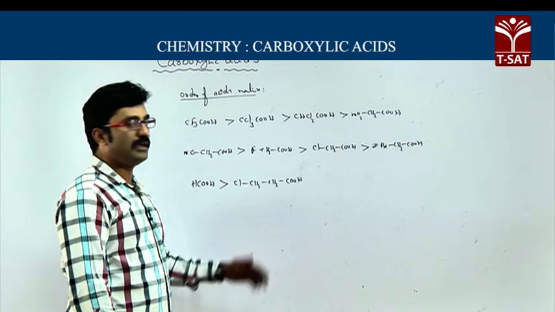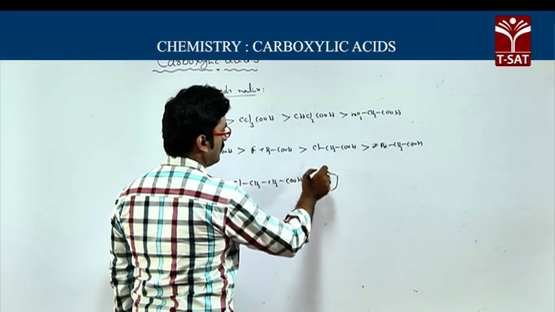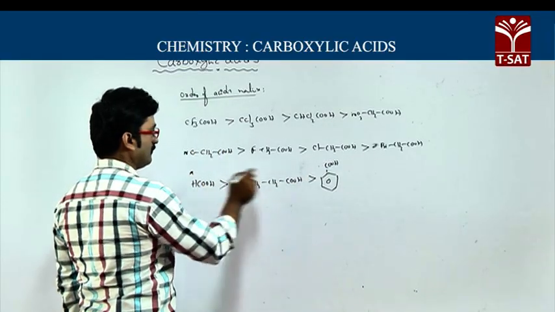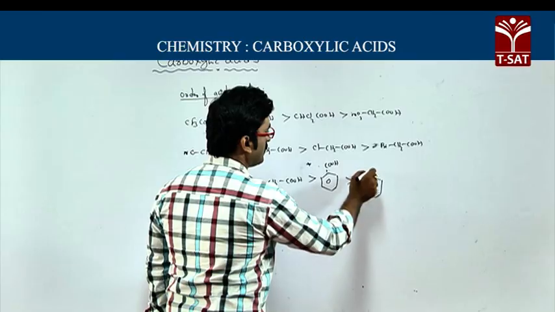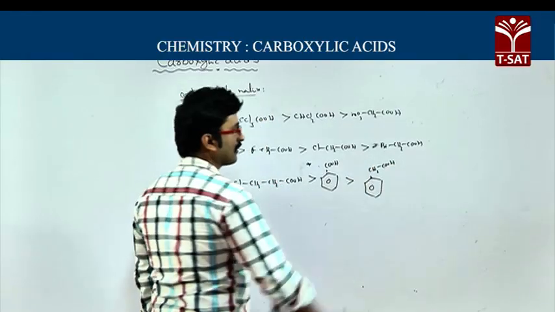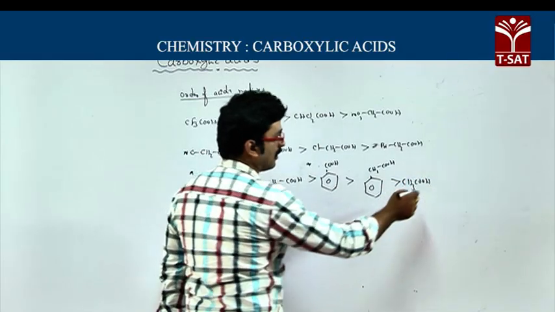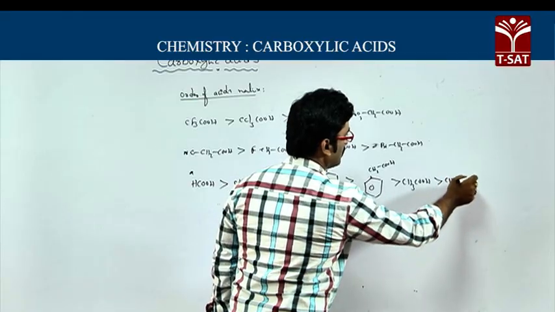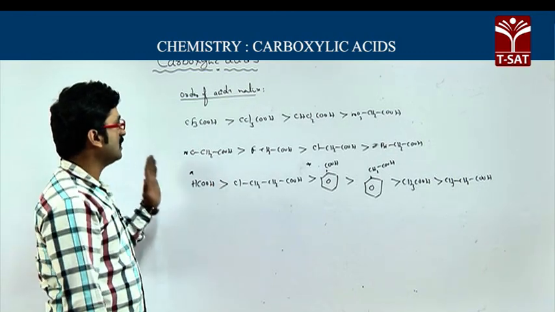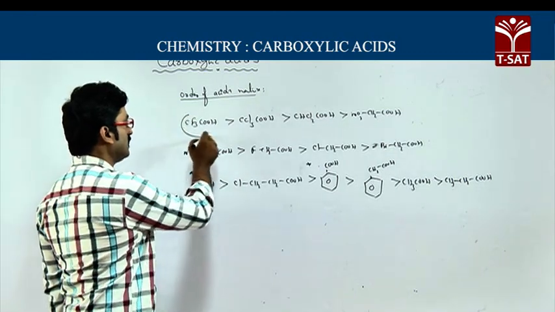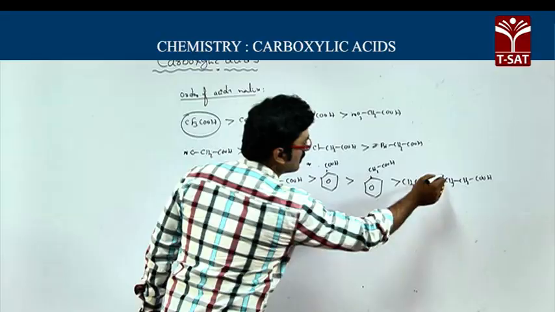and 3-chloropropanoic acid, and the next one is benzoic acid. These two are very important. Benzoic acid. Next one is phenylacetic acid, and the next is acetic acid, and the last one is CH3CH2COOH, propanoic acid. So this is the order of acidic strength of carboxylic acids, and trifluoroacetic acid is considered the strongest carboxylic acid. Among these compounds, propanoic acid is the weakest.